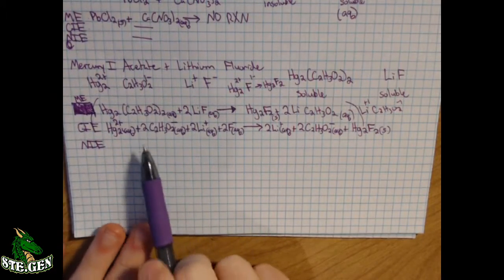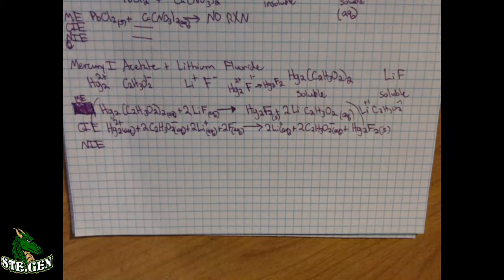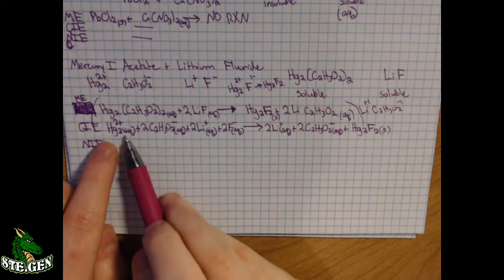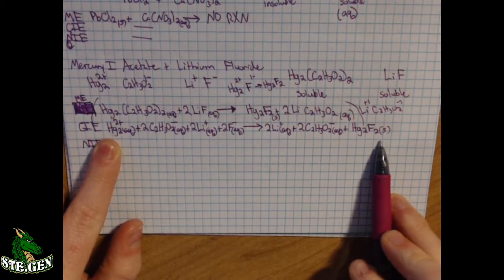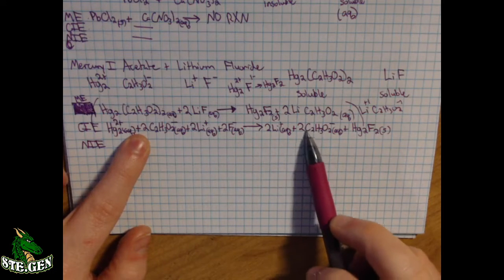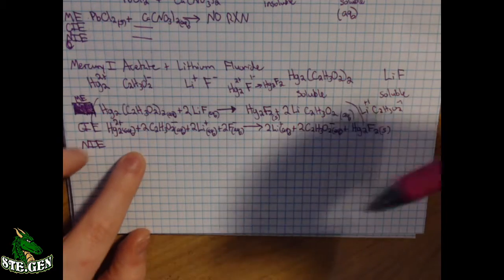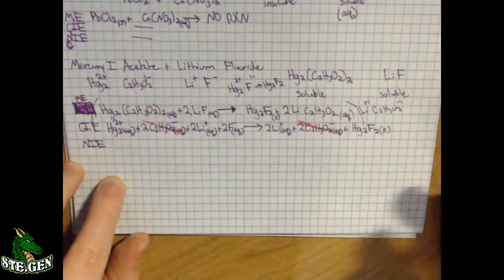So we're going to get rid of every piece that is the same on both sides. I'm going to switch to a different color. We have an Hg2 2+ aqueous. We don't have one of those over here. We have 2 C2H3O2 minus aqueous here and 2 C2H3O2 minus aqueous over here. So we're going to cross those out. Those are going to disappear.